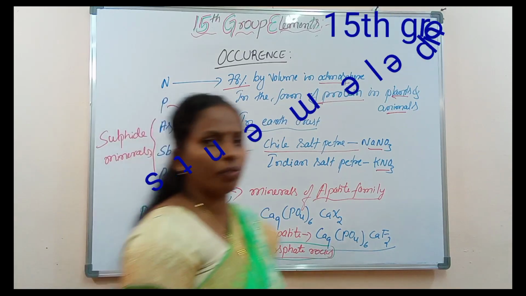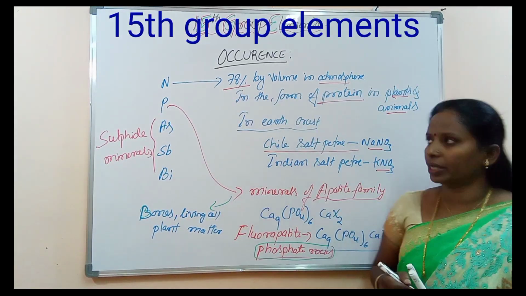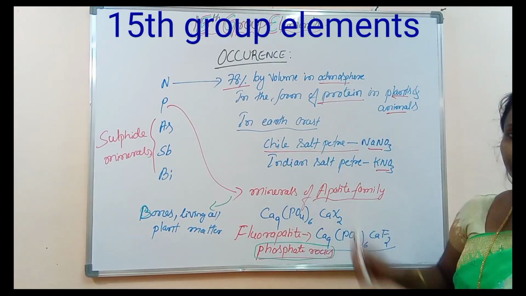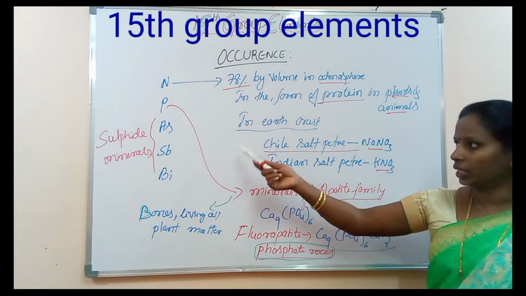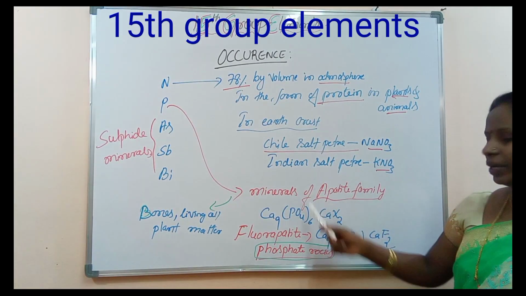Next, arsenic, antimony and bismuth are available in the form of sulfide minerals. Nitrogen is available in the atmosphere at 78%, in the earth's crust, and also in the form of protein, and phosphorus is available in the form of minerals of the apatite family.